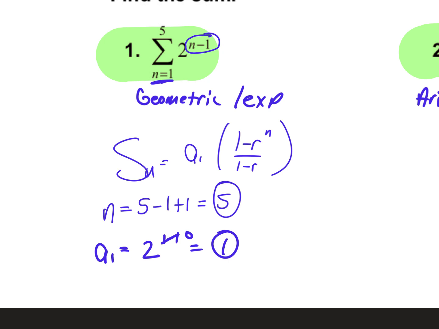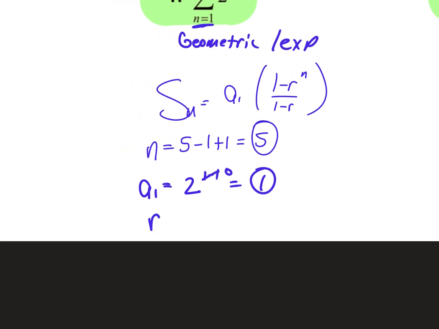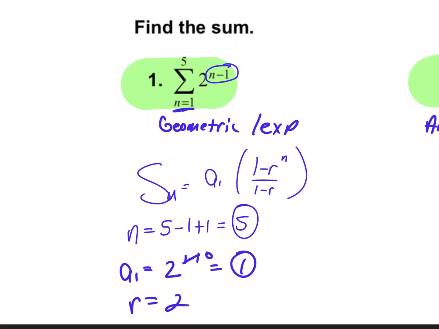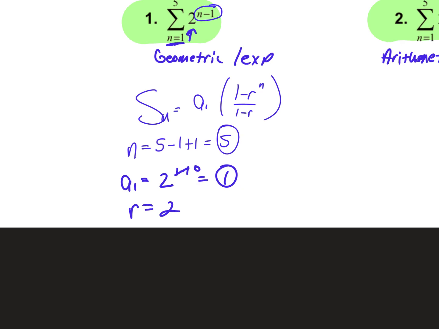Look at your formula. I have the A1. I have the N. What am I missing? The R. What is the R, guys? What's the R? The R is 2. Exactly. It's whatever the exponent is, the base of the exponent. So now you have everything you need.